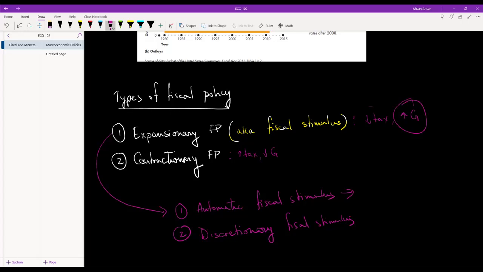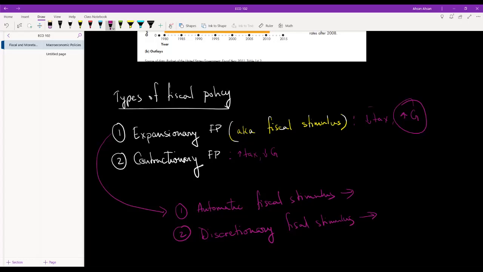A discretionary fiscal stimulus takes place when the government actually makes a plan that given the way the economy is going right now, we have to change the rate of tax, go up or down. We have to spend more or spend less. These are planned objectives of the government.